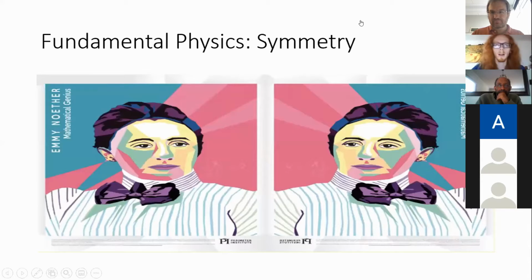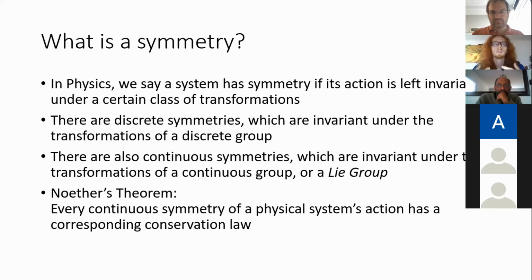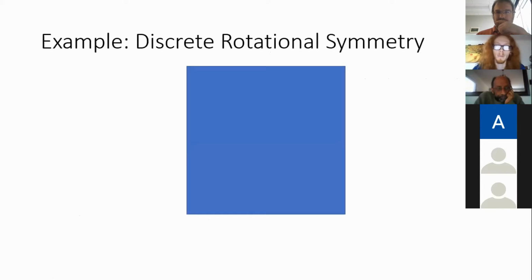So before I get too far ahead of myself, I want to talk about a fundamental concept in physics, which is that of symmetry. In physics, we say a system has symmetry if its action is left invariant under some kind of transformation. And there are discrete symmetries as well as continuous symmetries. And Noether's theorem shows why continuous symmetries of a system's action are so important to physics.